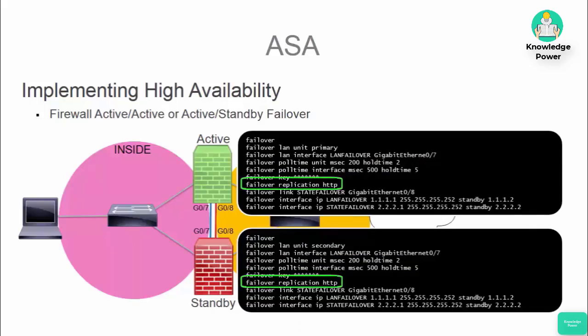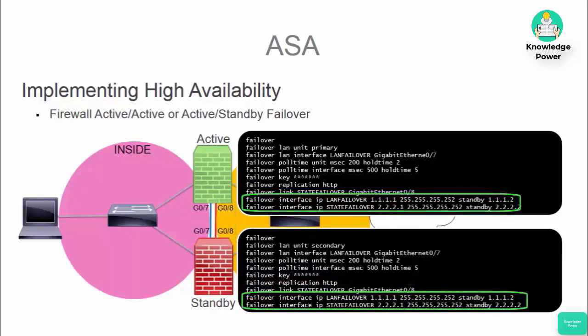The failover replication HTTP command is what enables state replication for HTTP traffic. Then we define our stateful failover link, which we're going to follow the best practice in this lab and have a dedicated link for LAN failover and a dedicated link for state failover. And then IP addresses are required for the communication between the LAN and state interfaces, so we need to assign IP addresses for those interfaces. And these can be non-routable networks because the layer 3 communication is only going to exist on your directly connected interconnections between the firewalls.